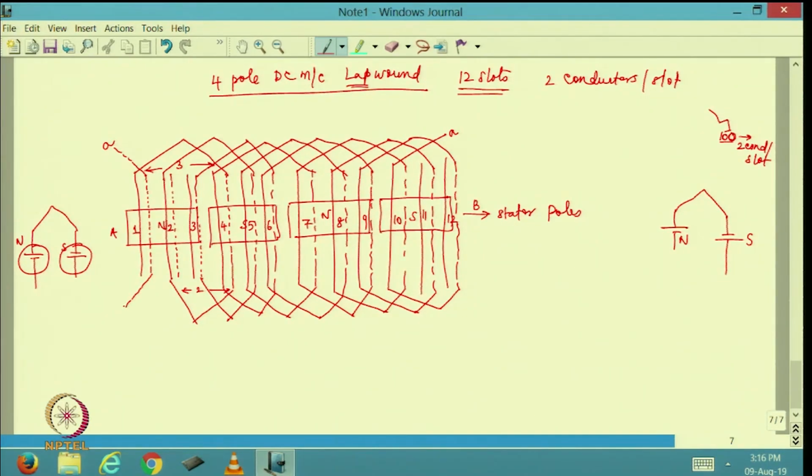From here, this is 13, 13 minus 2. So, it should go back to 11. So, I should show this as B, this should also be B. Let us say this is C. So, it should come back to 11, 11 plus 3 that is 14, 14 is actually equal to 2. So, this is going to be C.